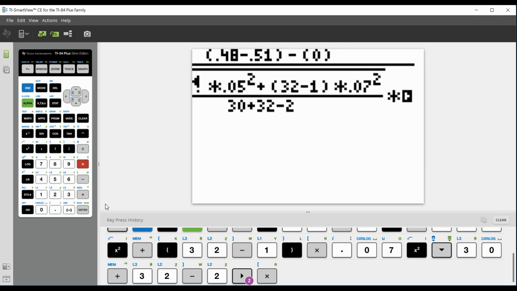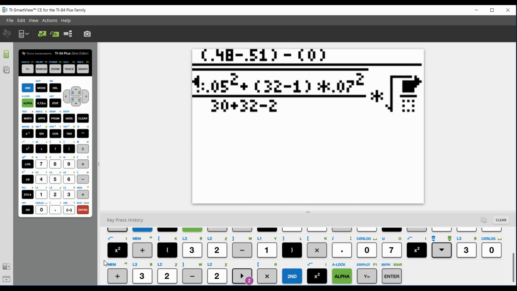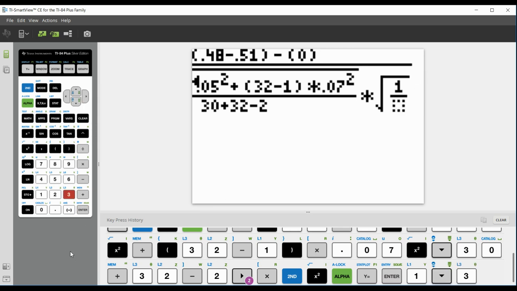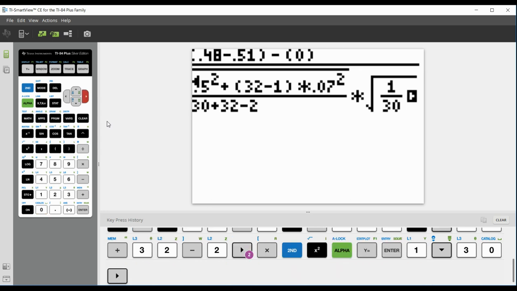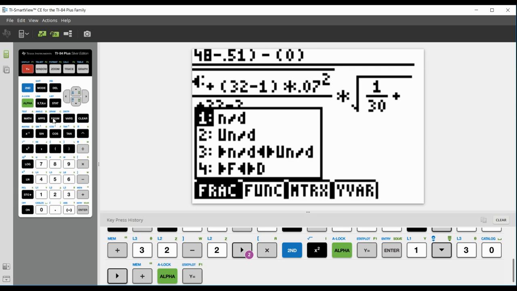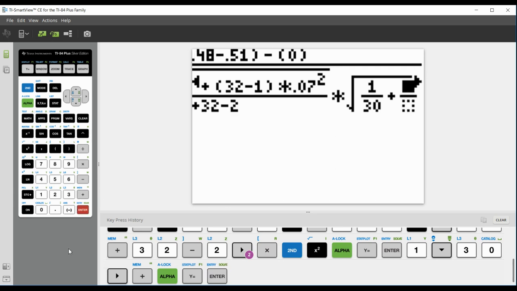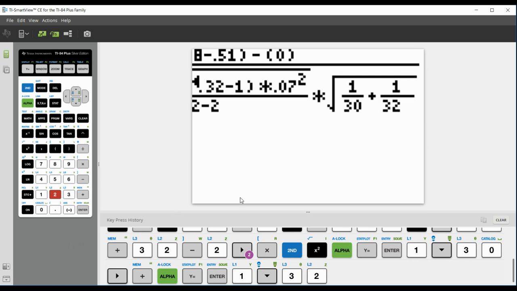I'm going to hit my times symbol. And then we're going to start the next radical. So another square root. Alpha y equals to get a fraction underneath. This is going to be 1 over our sample size. Again, to get out of a fraction, you hit right arrow once. I'm going to add to it another fraction, so alpha y equals again. 1 over 32. And I'm going to pause there. Everything's perfect. We're ready to hit enter.